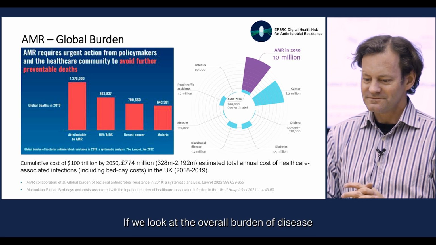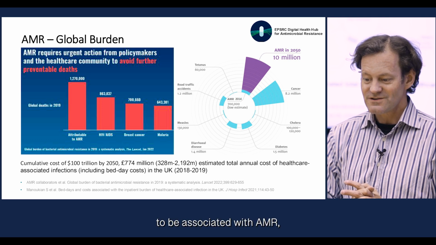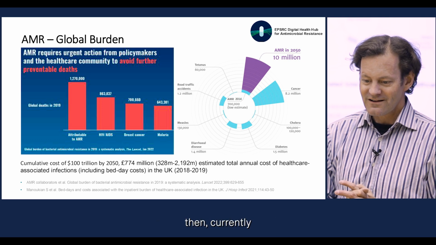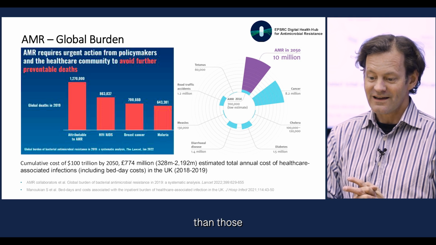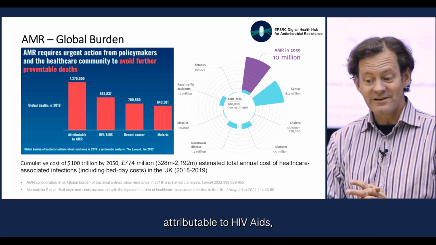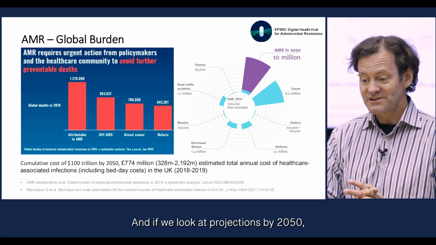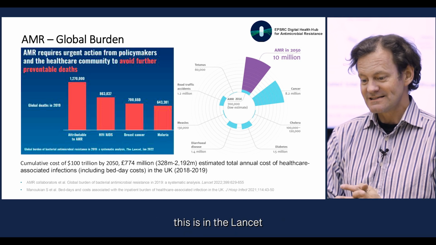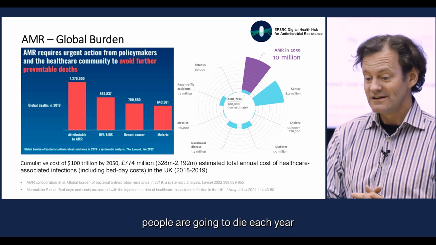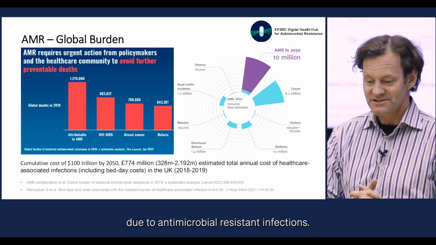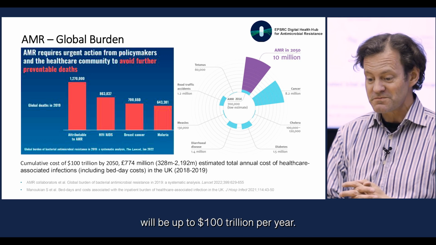If we look at the overall burden of disease that has been suggested to be associated with AMR, then currently it is greater in 2019 deaths than those attributable to HIV/AIDS, breast cancer, and malaria. And if we look at projections by 2050, this is in the Lancet Committee, over 10 million people are going to die each year due to antimicrobial resistant infections. The cumulative cost of that will be up to $100 trillion per year.